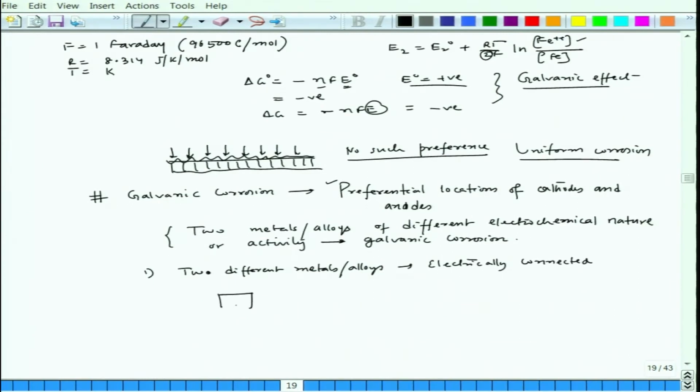For example, if one metal is here, another metal is here, and they are in electrolyte, until and unless they are electrically connected, you hardly experience galvanic effect, which actually relates to preferential locations of cathodes and anodes. This galvanic effect would come when they are electrically connected, fine. So, this is one. The second part is what we have understood, if we see a droplet, it is basically coming on a same plate.